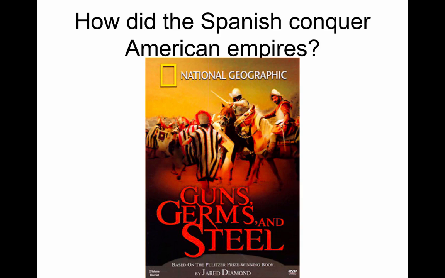Likewise, the inheritance of information via the libraries and the writing surely helped, and probably the biggest reason for the dominance of the Spanish has to do with the spread of germs, and specifically the spread of smallpox to the Americas, depopulating these empires and allowing the Spanish to come to power.